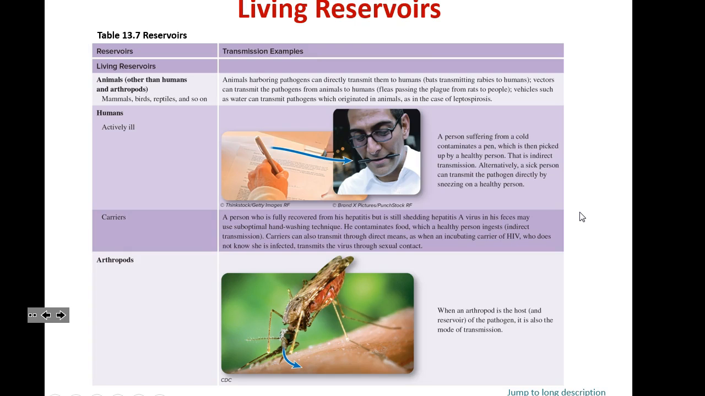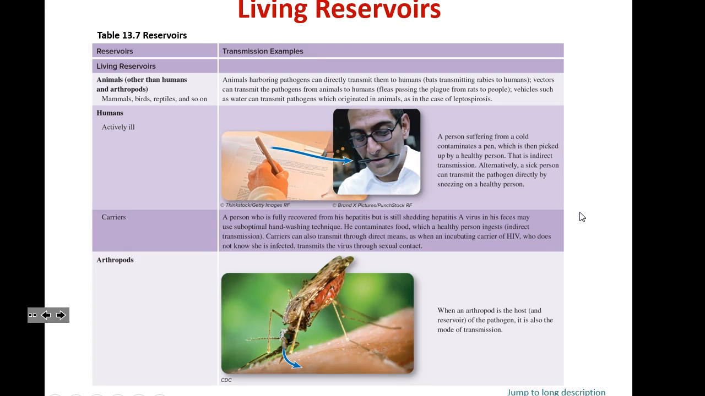Here are some living reservoirs. Animals other than humans and arthropods, such as mammals, birds, reptiles, and so on. What can you get from a bird? Can you get the bird flu? Mammals, reptiles.